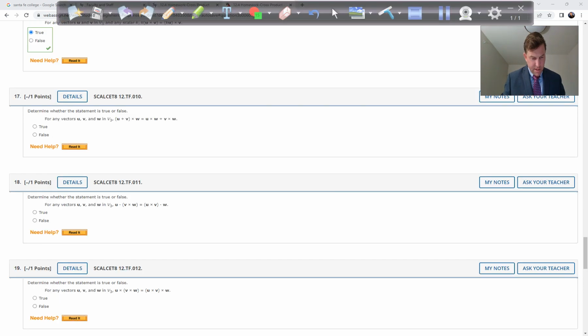Okay, for 17, we have u plus v cross w, and then u cross w plus v cross w. Notice they're messing with the order here. They're saying first add these two vectors, then take the cross product, or cross product these two separate vectors and then add. And I'm just going to jump to the chase here for this one. If you do this, you will get the same result. So this one's true.